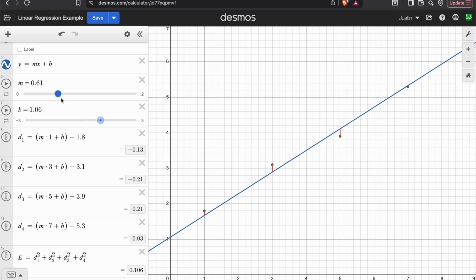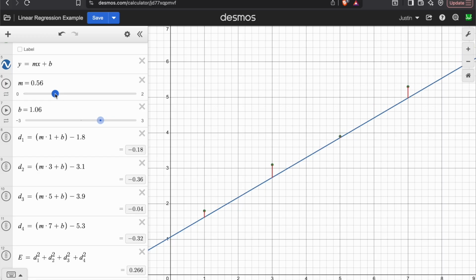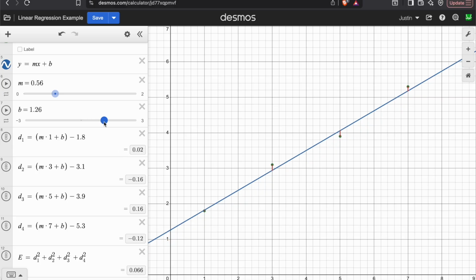Maybe we could do better. Let's bring m down a little bit more. We'll make it a little less steep. Maybe 0.56. Bring this up a little bit, and let's see what our error looks like. 0.06. Look at that. 0.06. That's not bad. And so what your book wants you to do is to just eyeball it and say, yeah, this looks good. I'm getting the line as close to as many points as possible. But we're going to do one better here.